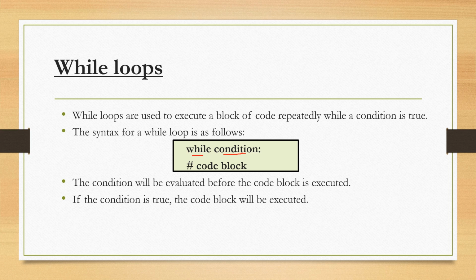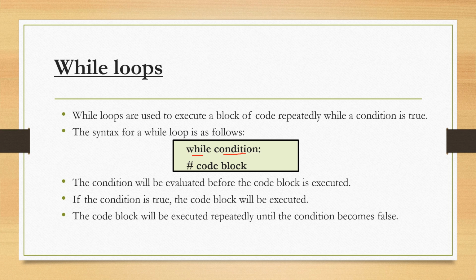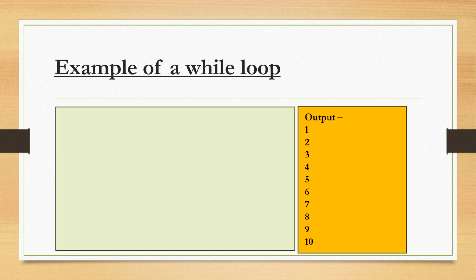So if the condition is true, the code block will be executed. We have already seen that the code block will be executed repeatedly until the condition becomes false. When the condition becomes false, it will not execute. Now we are going to see an example of a while loop.